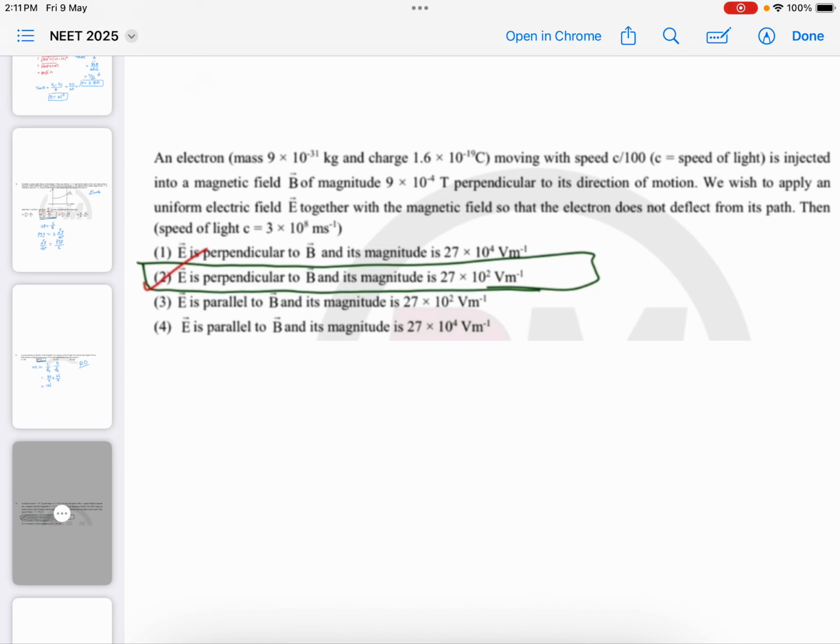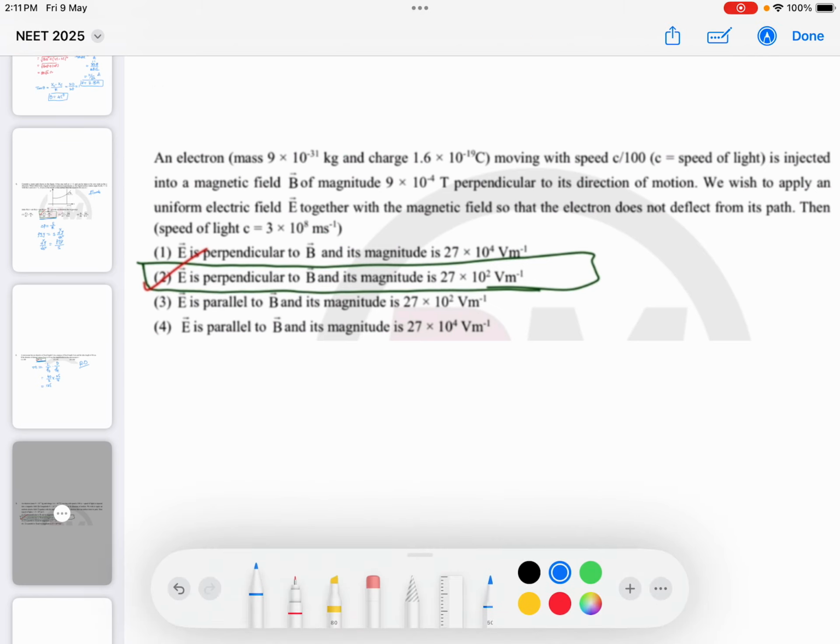An electron of mass and charge is given, which is moving with the speed c by 100, injected into the magnetic field B of magnitude 9 into 10 power minus 4 Tesla, perpendicular to the field. We can apply the electric field E other to the magnetic field so that the electron does not affect the path. Then the speed of light. Then in the bottom 4 options are given.